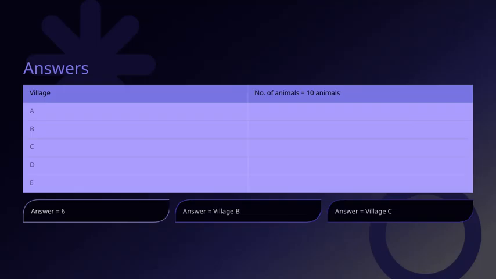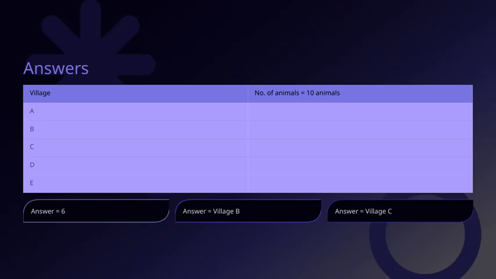So on this slide, we have a simple table that shows the number of animals in different villages. The villages are labeled A, B, C, D, and E. Now, looking at the answers, the first one indicates that the most common response is 6. Next, the answer points to village B, and similarly, village C is also highlighted as significant.